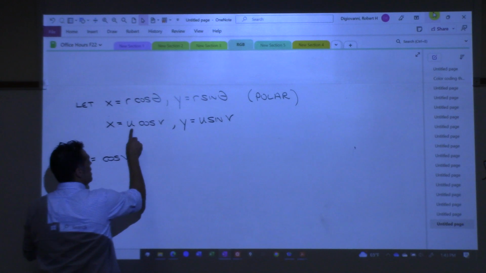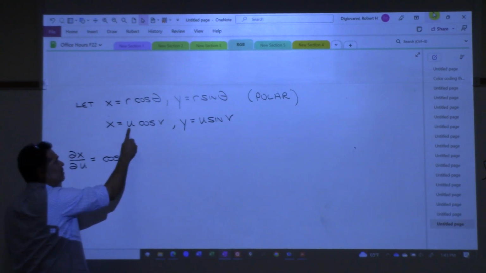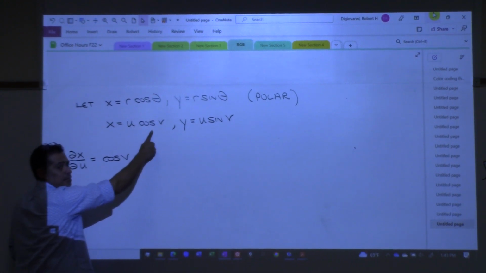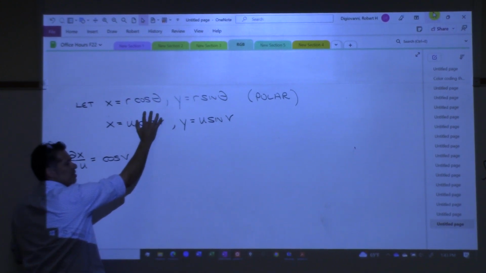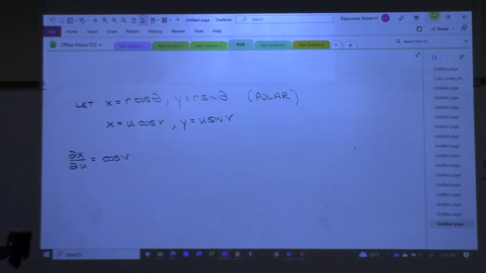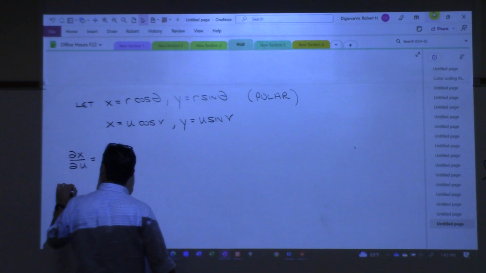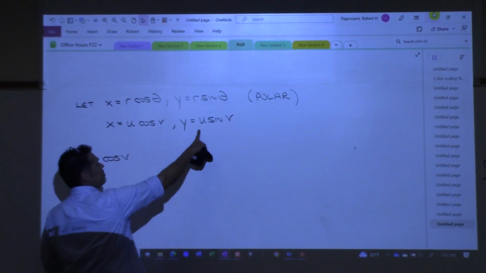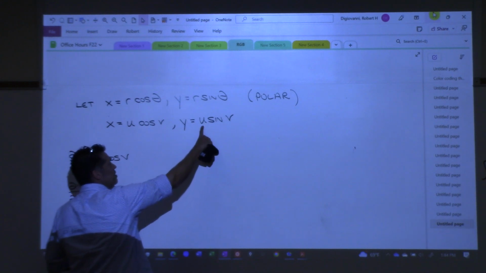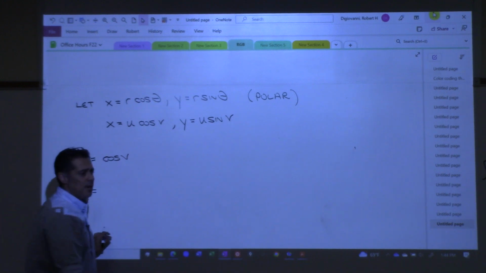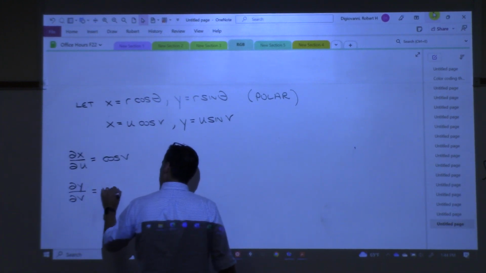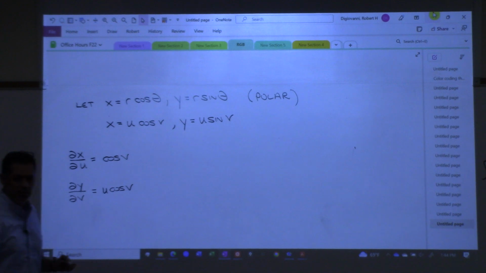You're taking the derivative of this, you're treating u like your variable, and you're treating cosine v like a constant, right? V is a constant. So if that's a constant, what's the derivative of u? It's just 1, and then you just get cosine v. What's the next thing I need? Partial of y with respect to v. Okay, what's the partial of that with respect to v? Well, u is a constant, and then the derivative of sine of v would be cosine v. So we just have u cosine v. Any questions?